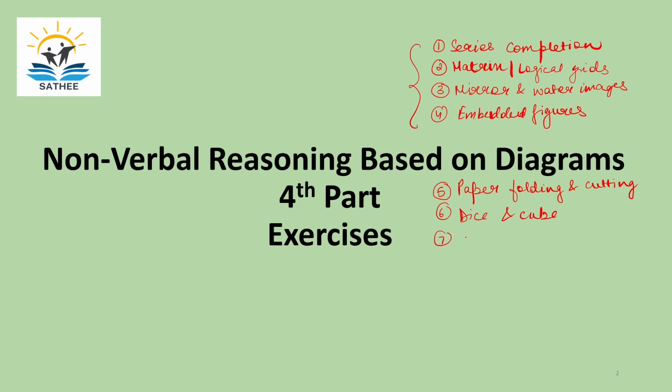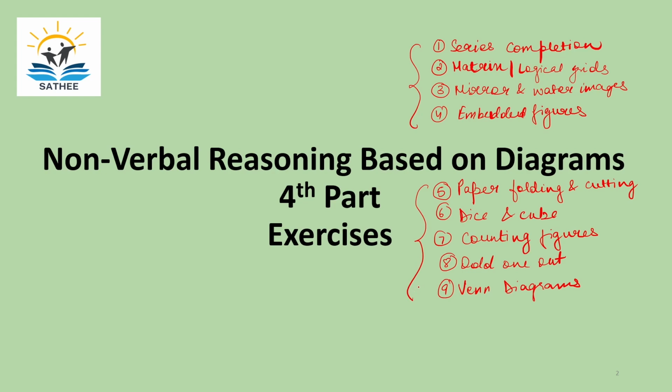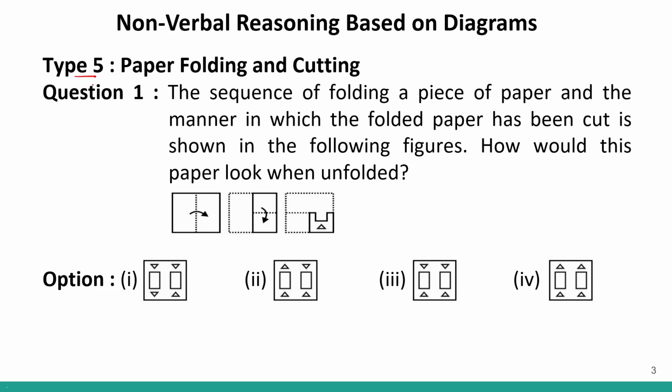Then counting figures, we were given a figure and we had to tell how many squares or how many triangles or rectangles were there in the figure. Then odd one out, we were given 4 or 5 images and we had to tell how one of the images was different from the others. And ninth was Venn diagram based. So Venn diagram based, again, simple questions. So these are the 5 types that we will discuss today. Okay, so let us start with type number 5, that is paper folding and cutting.